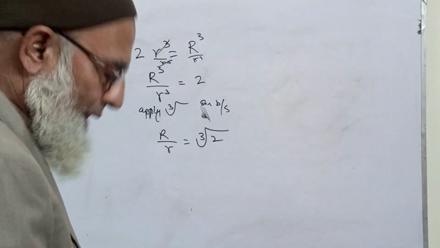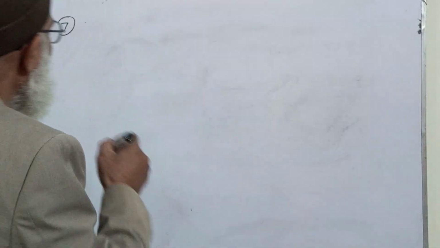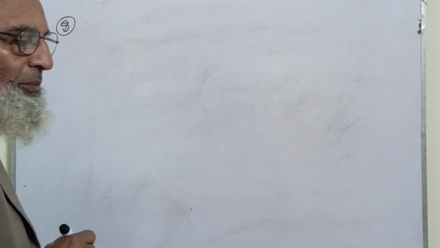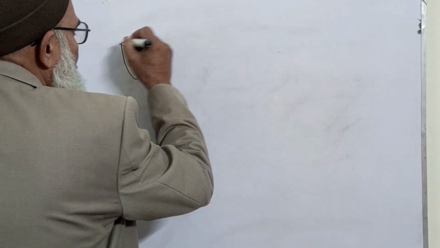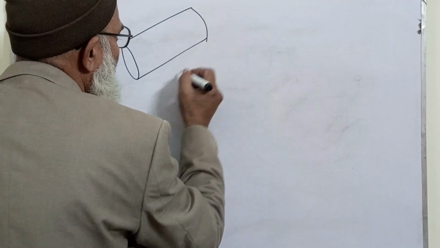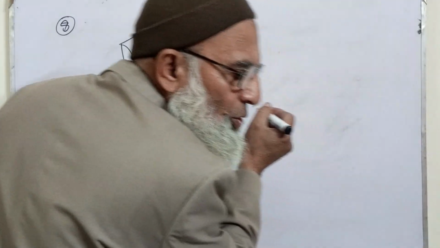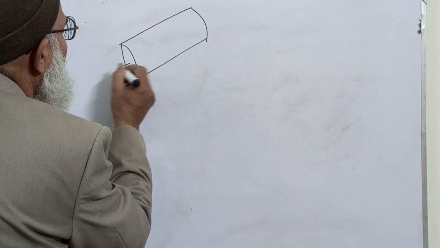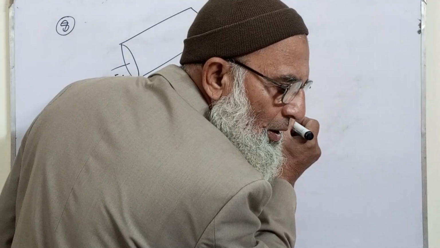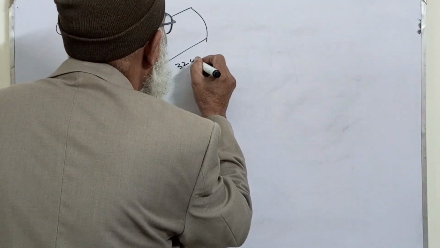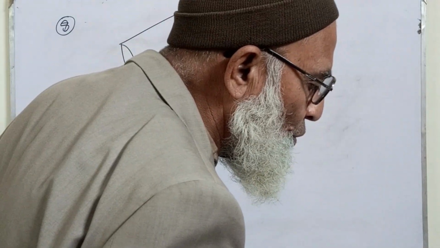Now question number 8 is coming up. Question number 8 states that a 32 centimeter long cardboard postage tube has a radius of 2.5 centimeter. So it is a tube, and the radius is 2.5 centimeter, and the length is 32 centimeter. Now we have to find the exact volume of the tube.